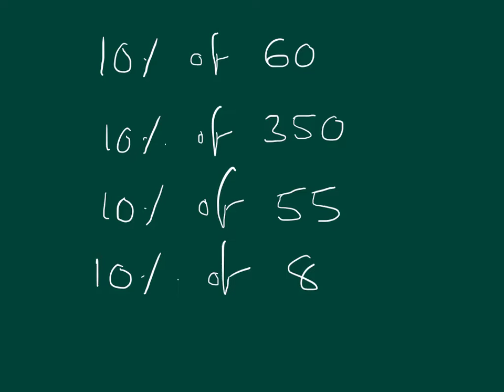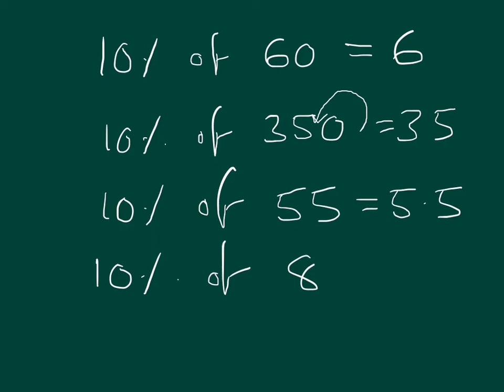So let's try a few more. So 10% of 60 is 60 divided by 10, which is 6. 10% of 350: what you might also know is that when you divide by 10, you move your decimal point in one place. So 10% of 350 is 35. And using that same rule to move that decimal point one place across, then 10% of 55 is 5.5.